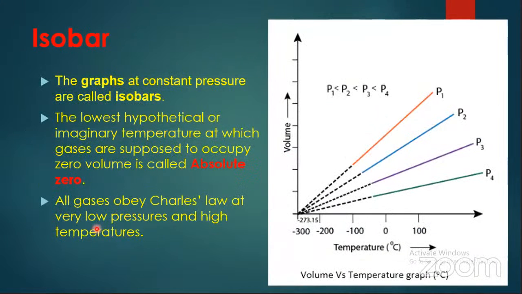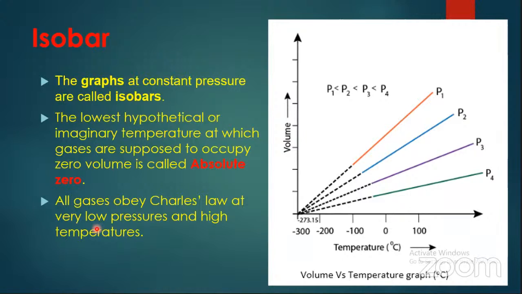So next graph is isobar. Isobar is just like isotherm. Therm means temperature, heat. So isotherm means at constant temperature. Isobar means bar. Pressure is measured in bars. One of the units of pressure is bar. That's why isobar means pressure. The name indicates pressure. Iso means same pressure. So the graphs drawn or taken at constant pressures are called isobars.